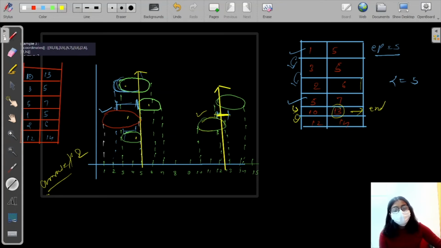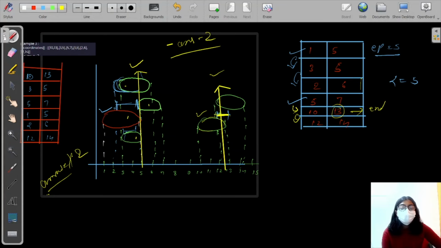Okay, so it means I am here. My answer is what? Here my answer is 2. Answer is 2. Here I will need this arrow and this arrow to burst all of these balloons.